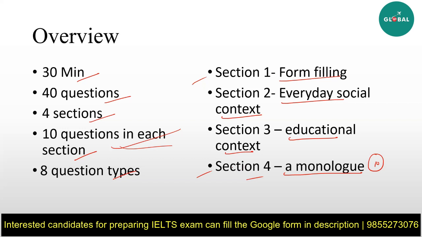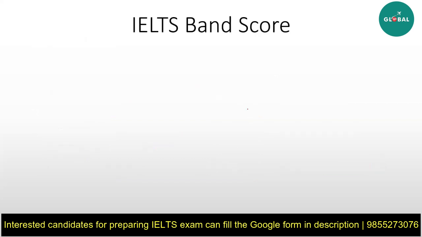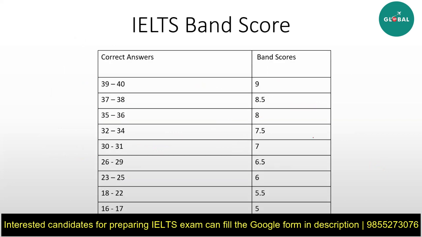Now, moving on, how are IELTS band scores given according to the score that you get in your listening? For a listening score, you should always try to get above 30, which is band 7. And it's not that difficult to get even a 35, which is band 8. So always try to keep your score above 30. That should be your lower limit.